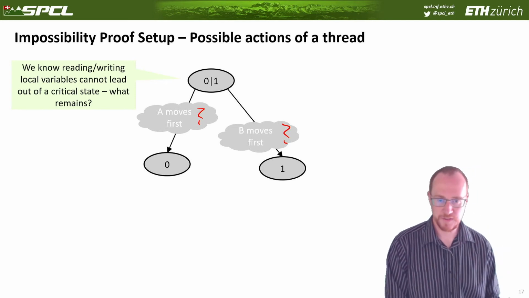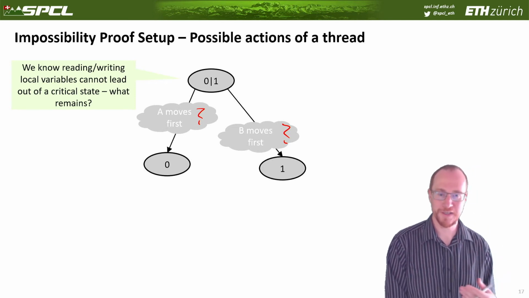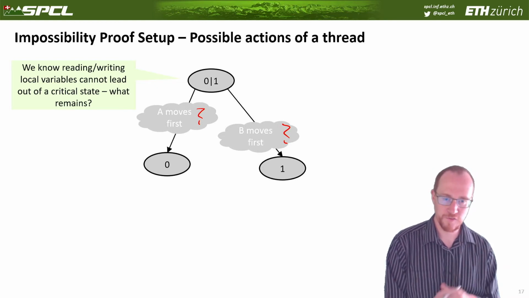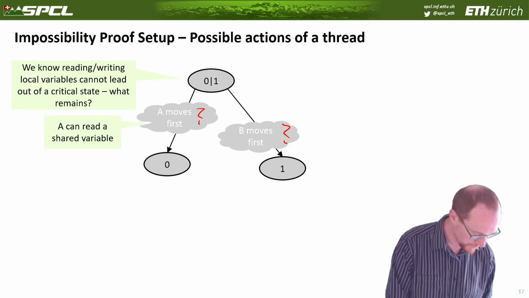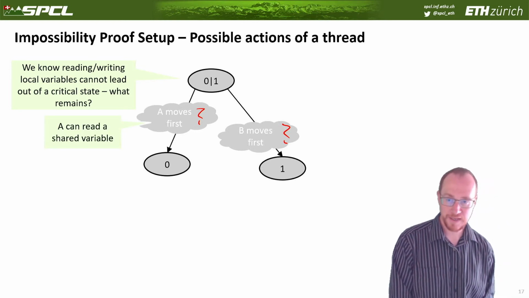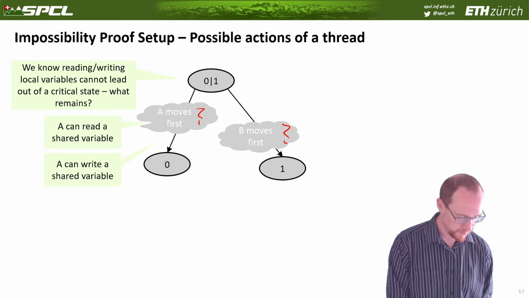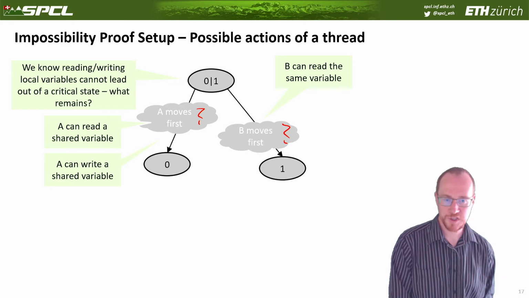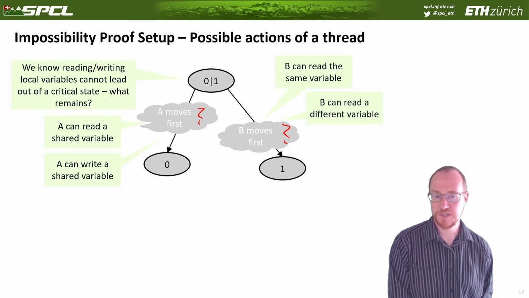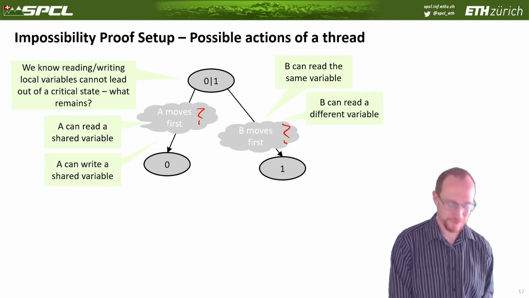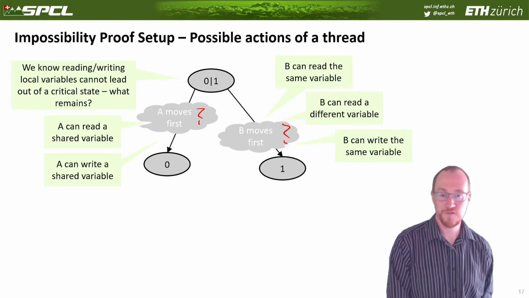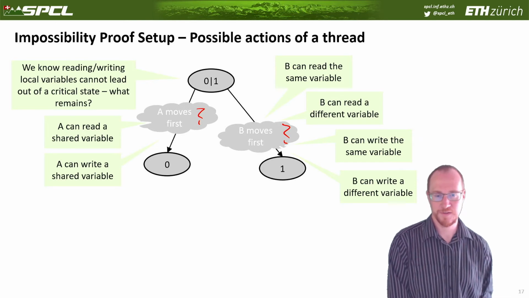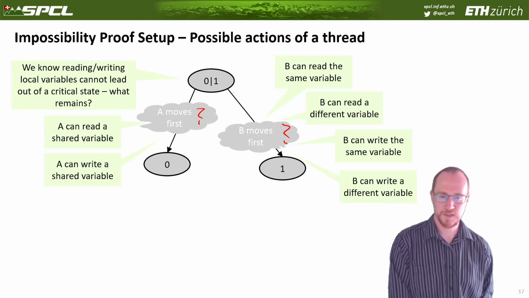Like this. By the way, with these registers, the only thing you can do is reading or writing. So this is our universe, reading and writing. Now we excluded reading and writing local variables. Now we move to reading and writing shared variables. So we have two steps to make. Either A can read a shared variable, or A can write a shared variable, or B can read the same shared variable, or B can read a different shared variable. Now comes the enumeration, as you can see. Or B can write the same shared variable, or B can write a different variable. So these are a whole lot of different options that we have.